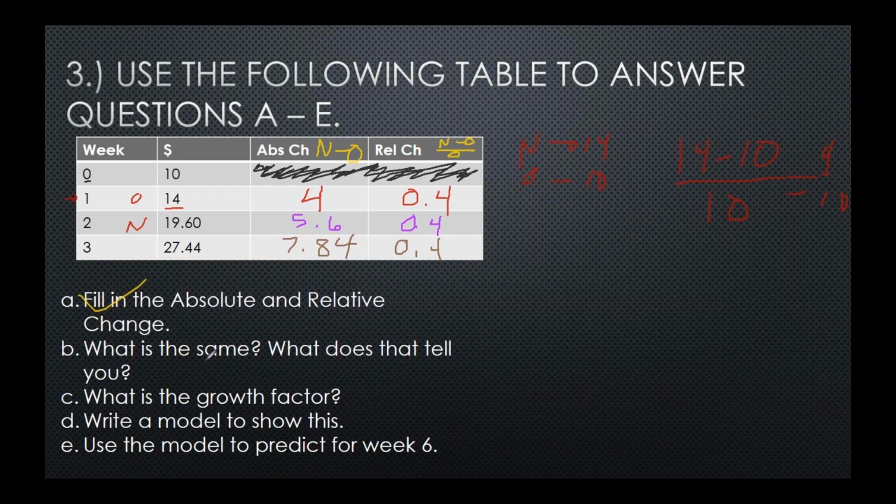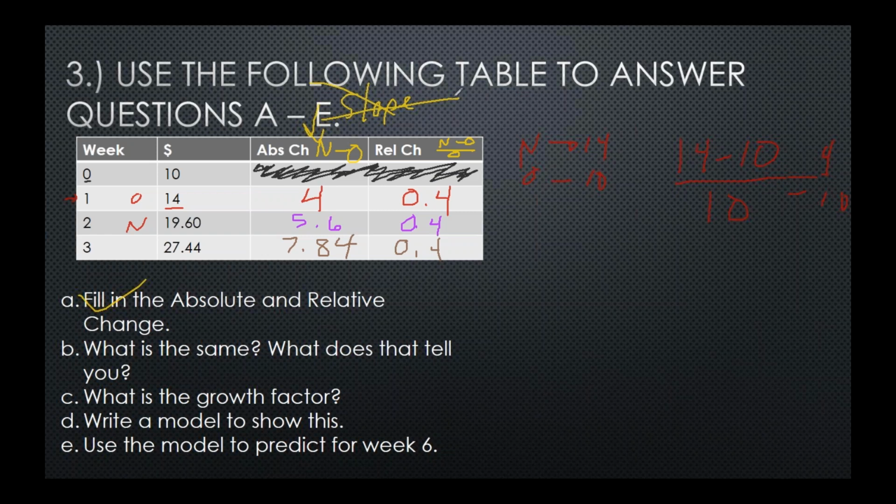If the absolute change had been the same, that would be a constant numerical change. We've seen a constant numerical change before, and that was last week dealing with linear models. So if the absolute change column had been the same, that would have given us slope, because slope is the constant change. However, it is not constant, right? 4, 5.6, 7.84, those are different. So I don't have a linear model because I don't have a slope. I don't have that constant change.